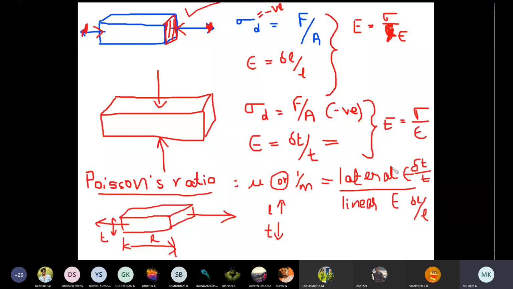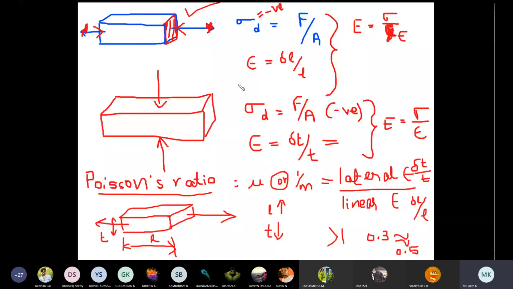And why is it less than 1? Because always this linear strain will be larger compared to the lateral term. This mu value will be less than 1, usually in the range of approximately 0.3 to 0.5. You need not remember all these things. You just have to remember what Poisson's ratio is: lateral strain by linear strain. Understand that lateral strain is delta T divided by T, whereas linear strain is delta L divided by L. And one approximation: if the value of mu is not given in the question, you can assume mu as 0.3.